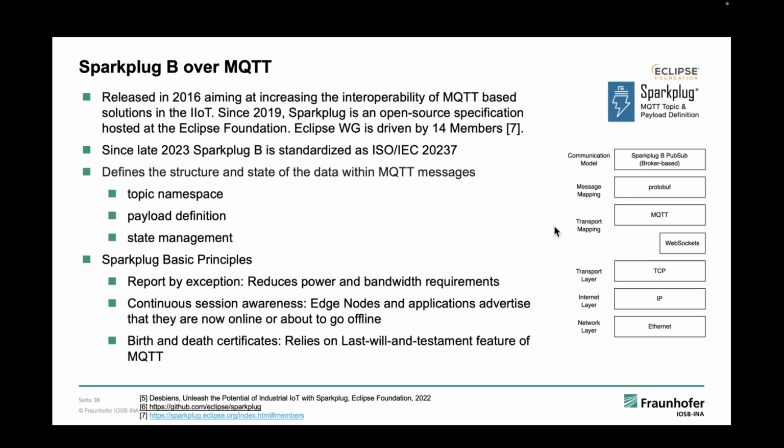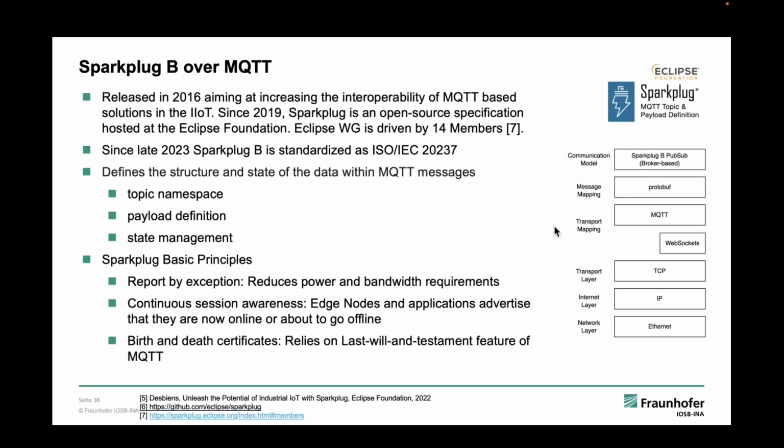What Sparkplug does is define the structure and state of data within MQTT messages. Exactly this topic namespace that we just talked about is specified. The payload definition is specified, so you're not that data agnostic anymore. You have state management, so you know if devices are online or offline. And there are some basic principles, like that you only send values if they change, which is called report by exception, that you have this continuous session awareness, and these birth and death certificates that we will also look at in a minute.